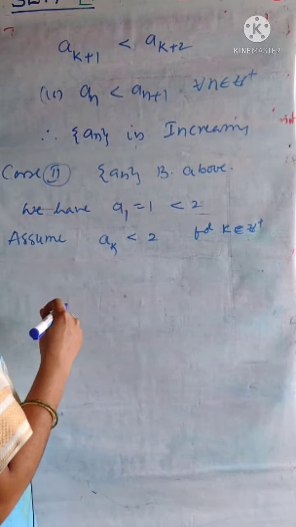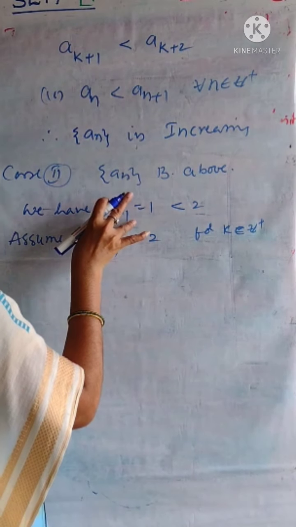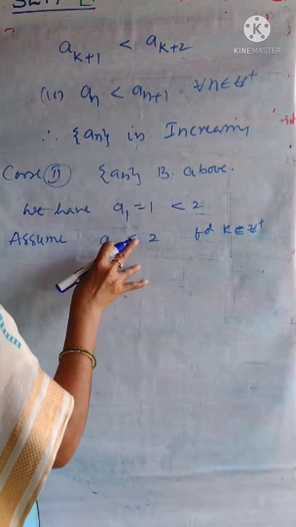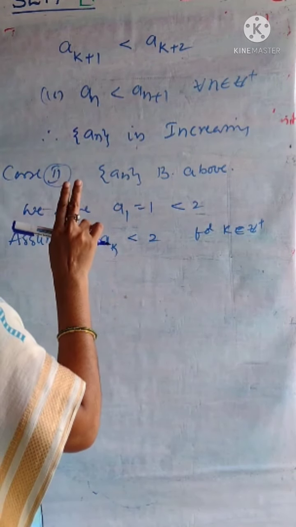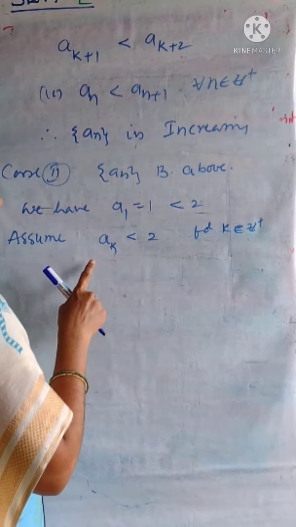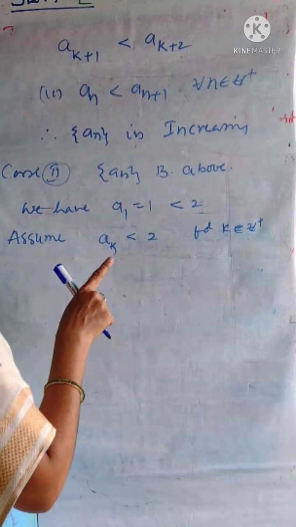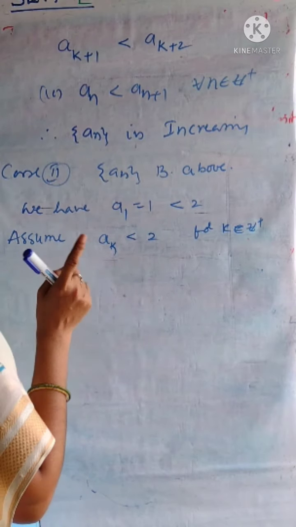The induction method consists of, first, proving the statement for the first term. Next, the assumption. Finally, by using the assumption, we prove the same condition for all terms.